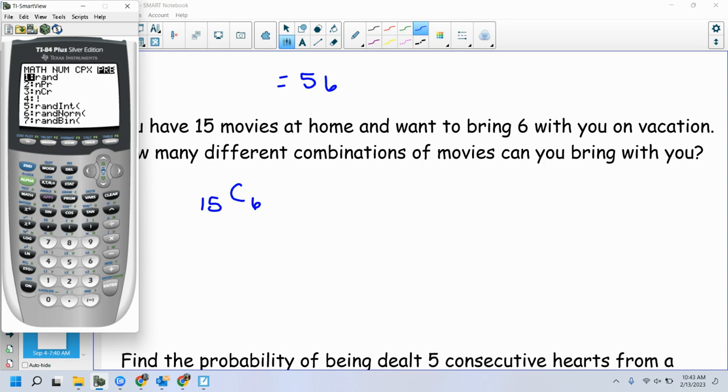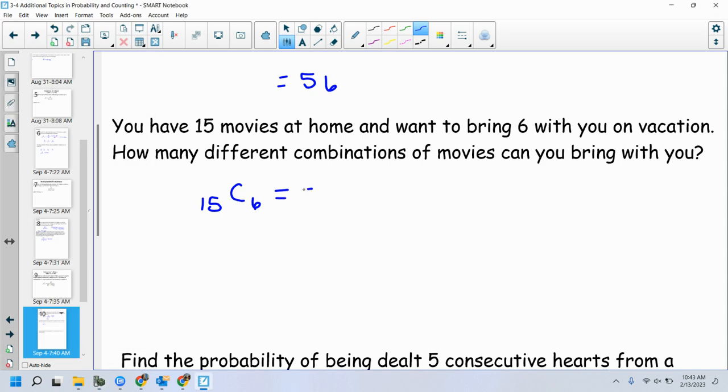15C6 is 5,005 different ways to choose them.